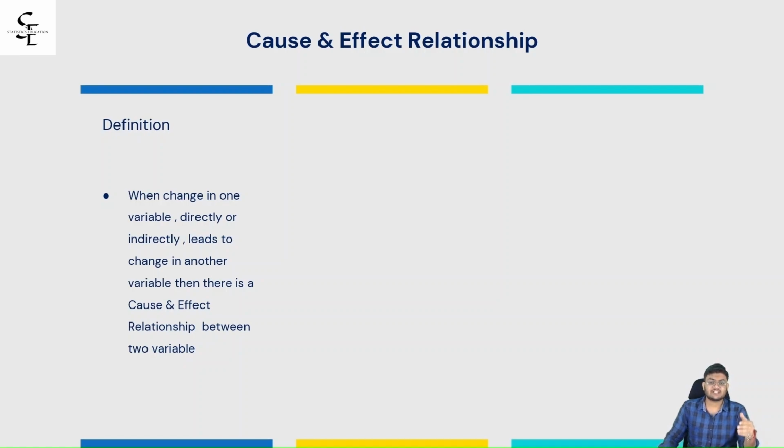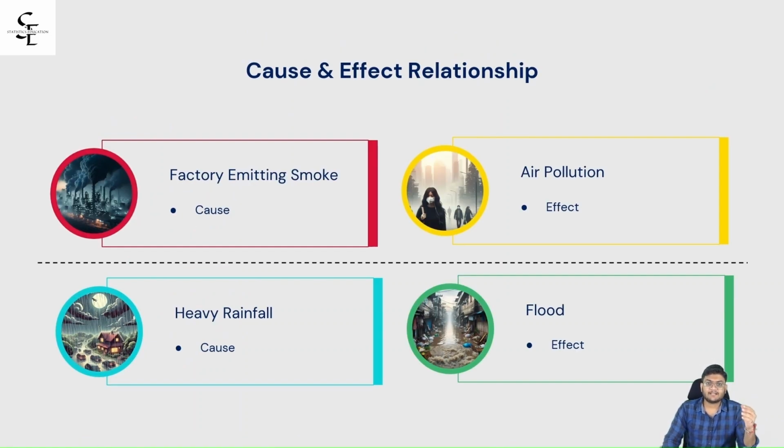Here, the definition indicates that occurrence of one variable will lead to occurrence of another variable. So let's understand this with the help of an example. Factory emitting smoke and air pollution. Here, the factory emitting smoke is a cause and the effect of that is the air pollution.